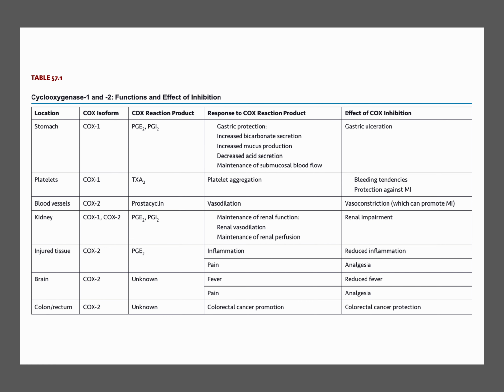In the brain, COX-2 is also allowing for fever and pain. But if we inhibit it and provide a COX-2 inhibitor, we're providing analgesia and also fever reduction. In the colon, COX-2 activation responds by promoting colorectal cancer. However, if we give a COX-2 inhibitor, this will actually provide colorectal cancer protection.